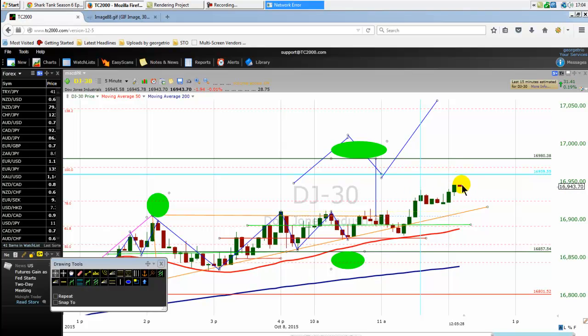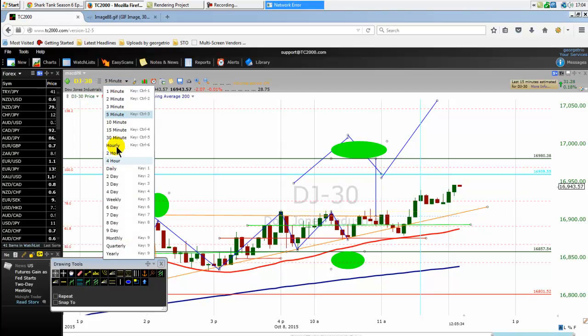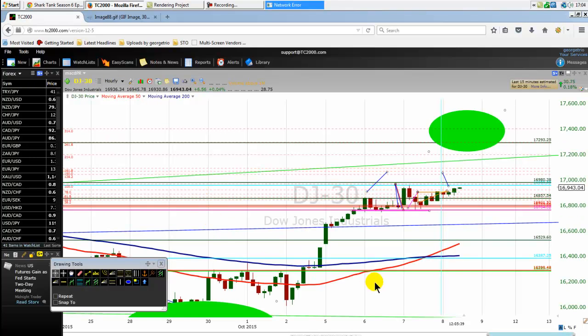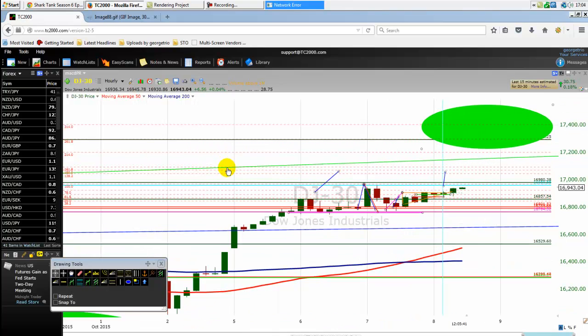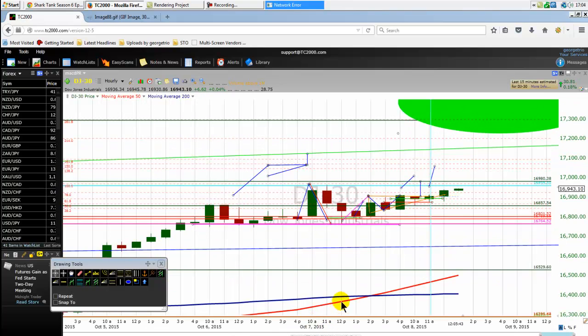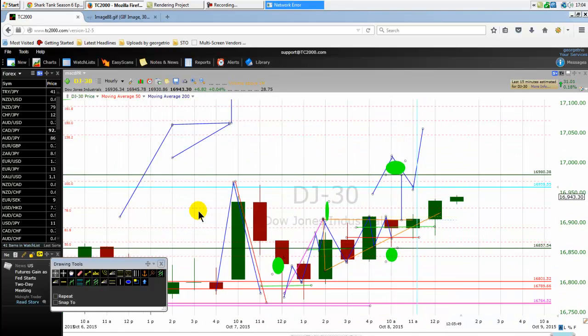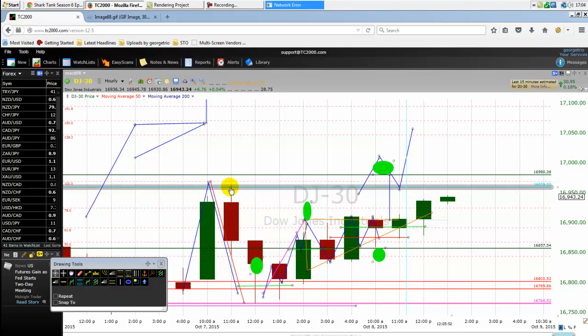I can come out now, but let's go to the hourly chart. This is the hourly chart of the Dow Jones. There's a bit of resistance. We are heading toward the resistance zone. I want it to come a little bit near this level here.